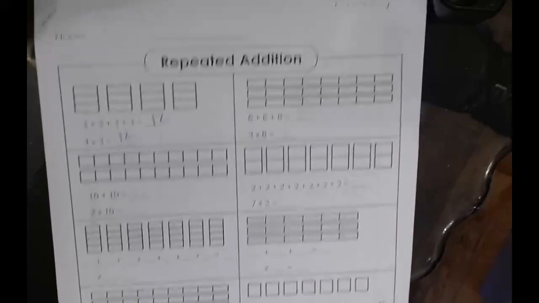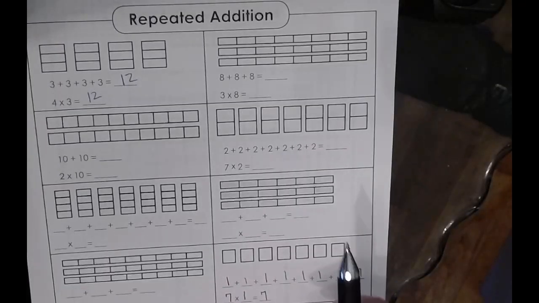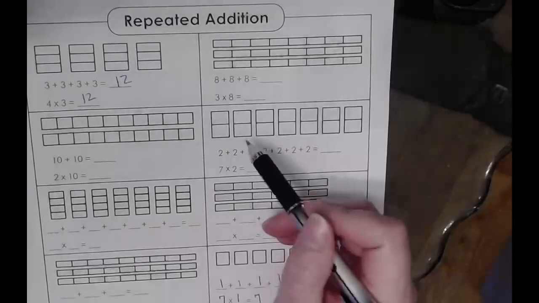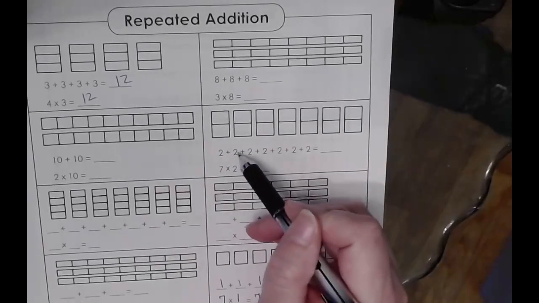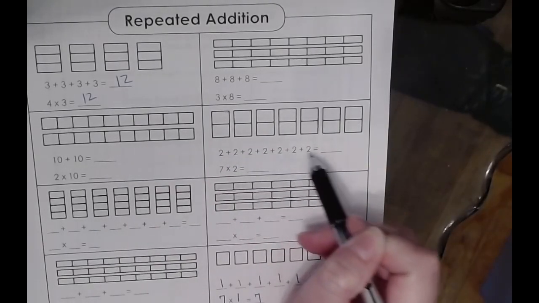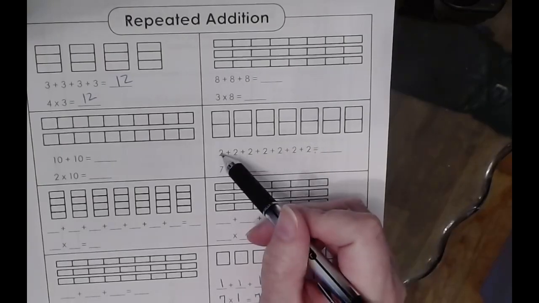And starting on Monday, we're doing repeated addition. I helped my class go through it a little bit earlier, but let's start over here on this one. So you can see it says 2 plus 2 plus 2 plus 2 plus 2 plus 2 plus 2. That's talking about individual groups.